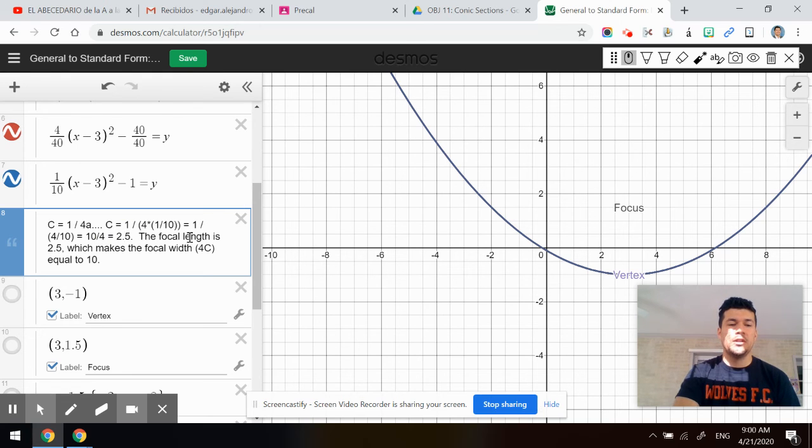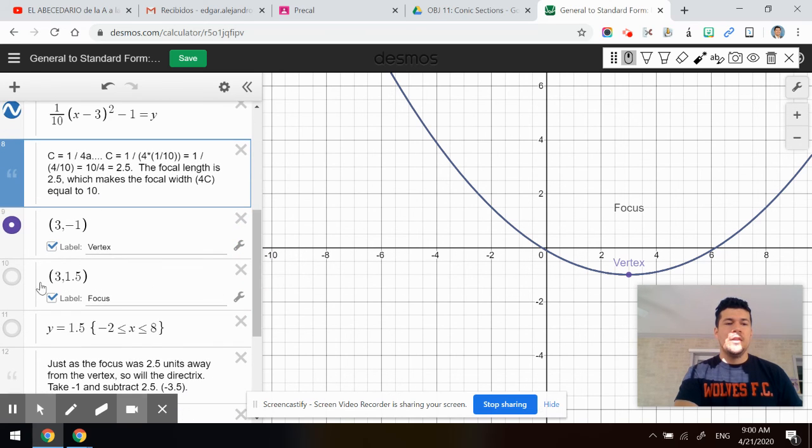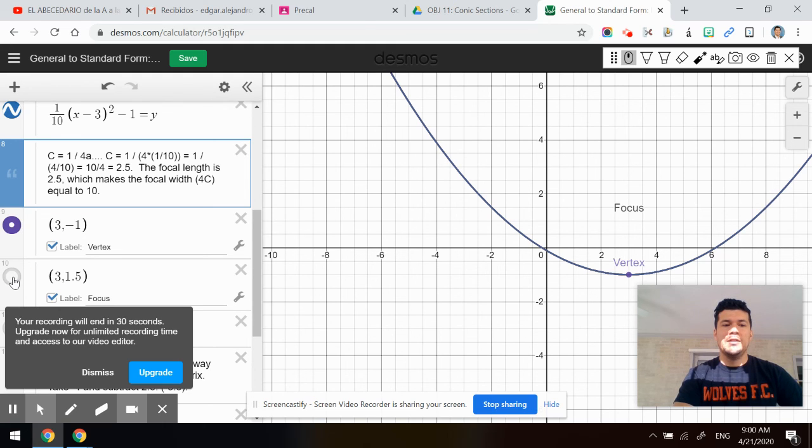This tells me that the focal length is 2.5. In other words, from my vertex to my focus, there's going to be a distance of 2.5. Also, from my focus to my directrix, there's going to be a distance of 2.5. So the first thing I'm going to do is label the vertex, and there it is at (3, -1). I can tell that from the equation. Then I'm going to add 2.5 units to my vertex to find my focus. I do this along the axis of symmetry, so I keep my same x value, 3, and my y value is 1.5.